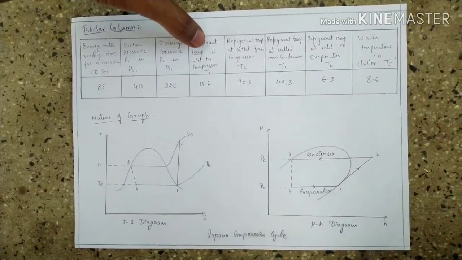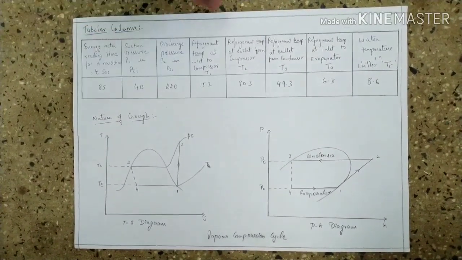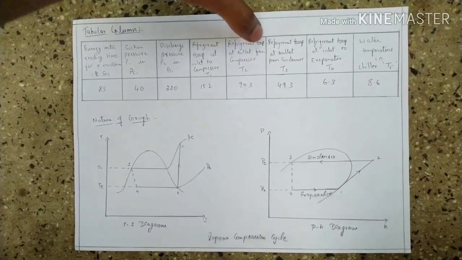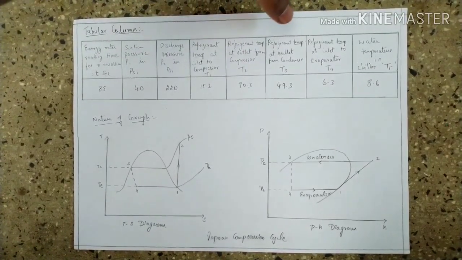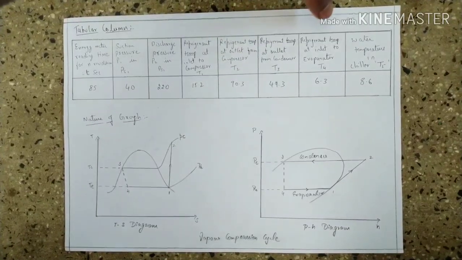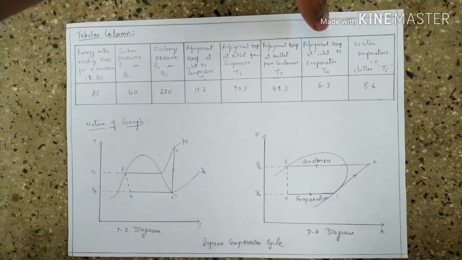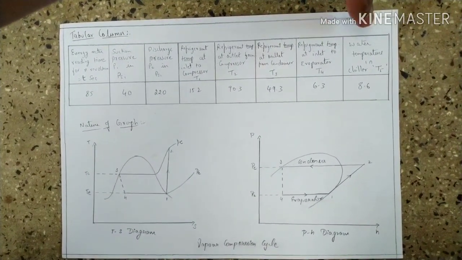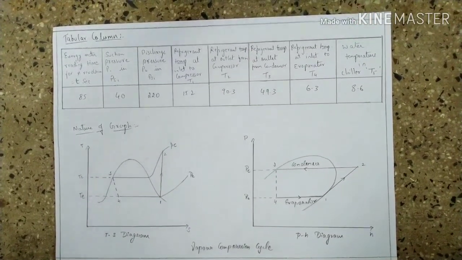Refrigerant temperature at inlet to compressor is taken as T1. Refrigerant temperature at outlet from compressor is taken as T2. Refrigerant temperature at outlet from condenser is taken as T3. Refrigerant temperature at inlet to evaporator is taken as T4. Water temperature in chiller is taken as T5.